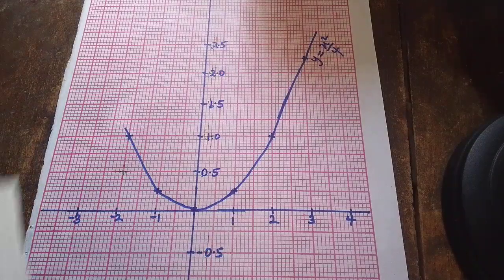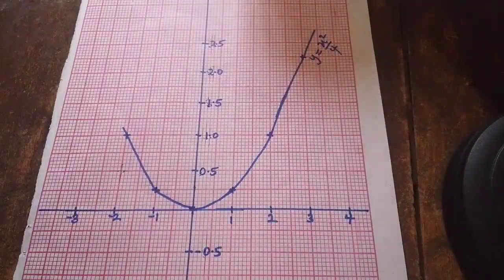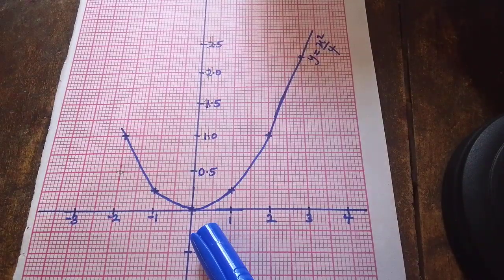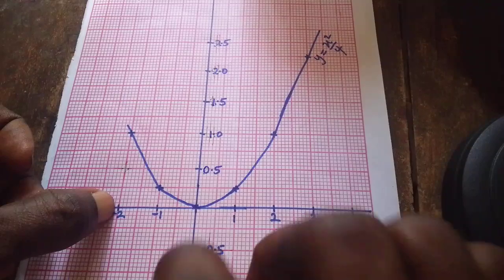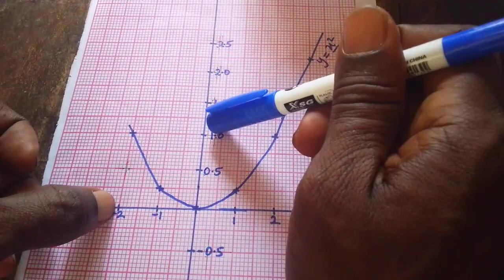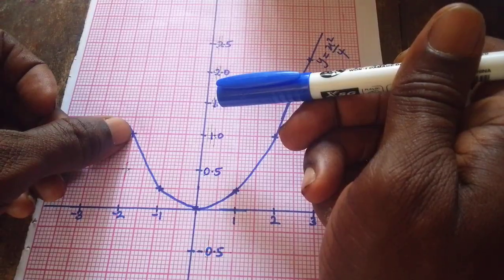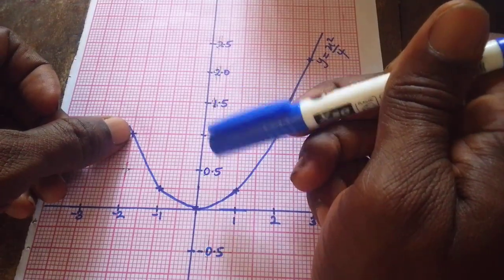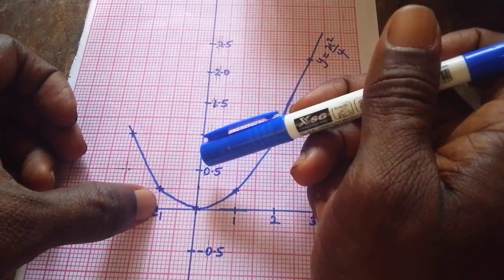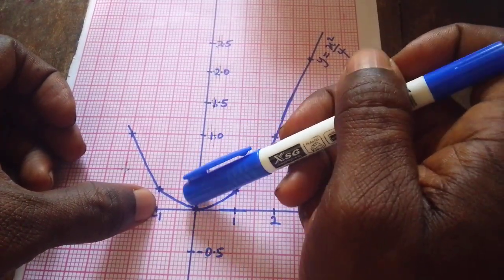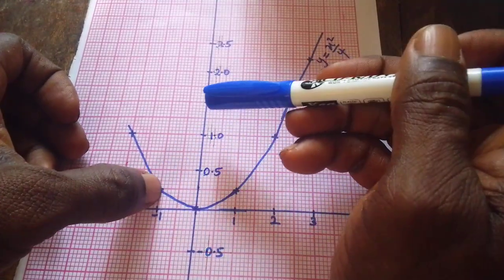So now the first part says, when x is -2, y is +1. Realize that the two of them meet here. The next one, when x is -1, y is 0.25. So 0.25 is in between 0 and 0.5, so it should be here. You trace it, both of them meet here.